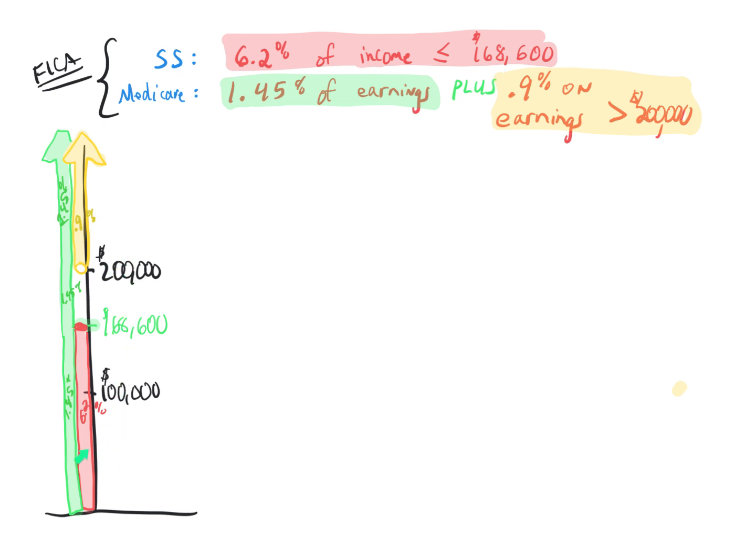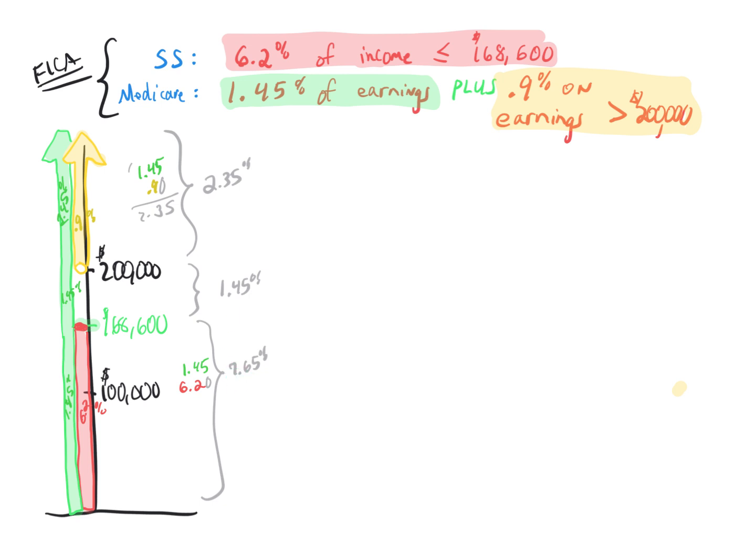Here, from 0 all the way to 168, we're doing the green and the red, so that's a total of, if you add these up, 7.65%. Now, between this income and this income, it's just the green, so it's just the 1.45%. And then above 200,000, we're paying that Medicare tax, and that 0.9%, that's additional for over 200 grand. So that's going to be 1.45 plus 0.90, which makes it easier to add. 5 and 13, carry the 1, 2.35.